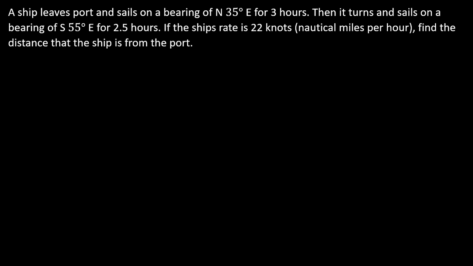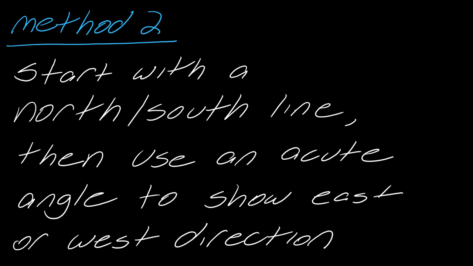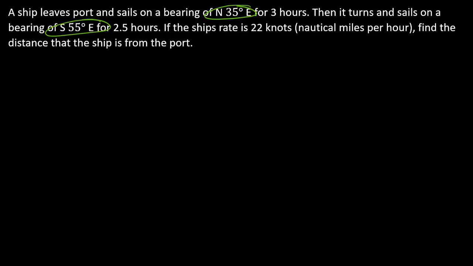So just a reminder, method 2. You start with this north-south line and then you use an acute angle to show the east-west direction. So the fact that we have north, south, east, west is indicating something unique about method 2. So I want you to notice how we've got north and east and south and east. You see how that's so different from the last problem? So this is what we're getting at with having a single angle versus now we've got an angle relative to other directions.